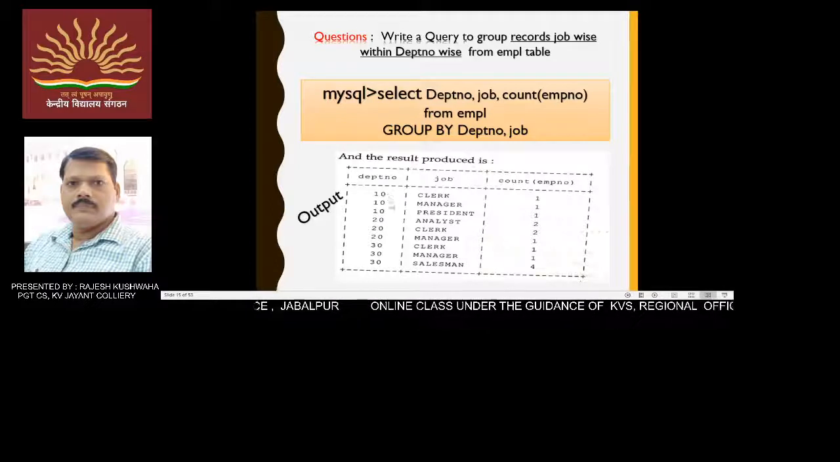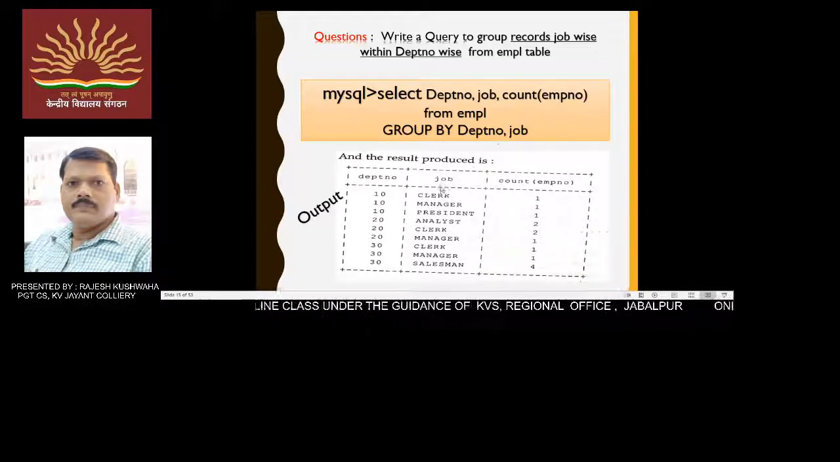Under department number 10, these are the members, and these are the number of members. Suppose in department number 10, clerk is 1. In department number 10, manager is 1. So job wise counting is done, and grouping is done department number wise. According to this department number wise grouping, this is again classified.